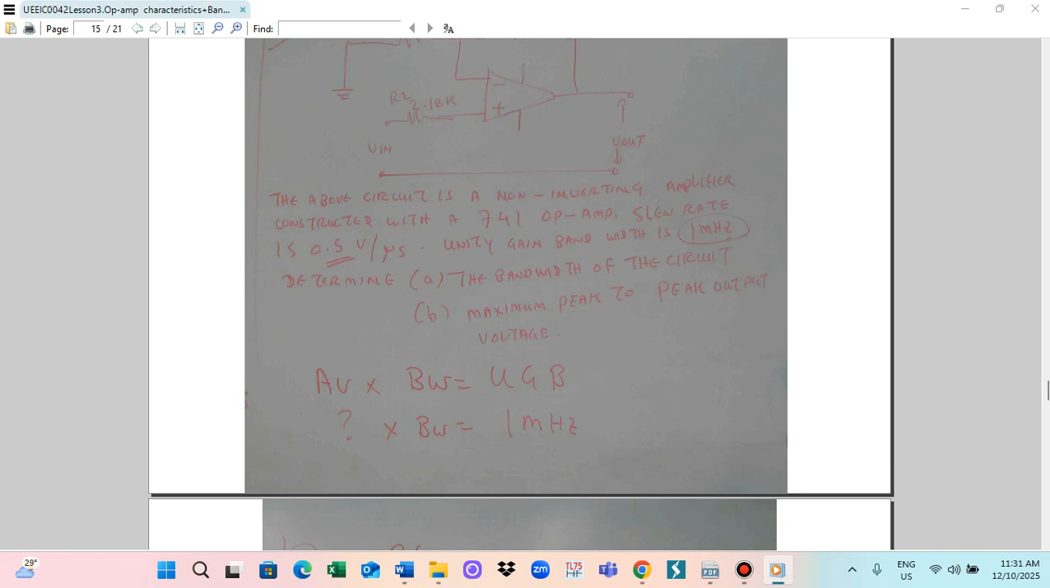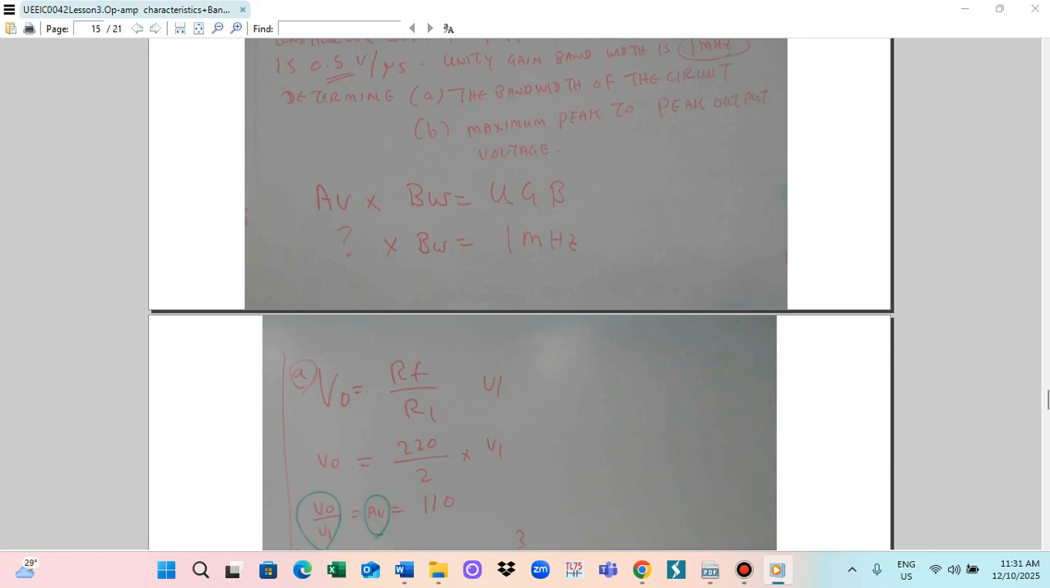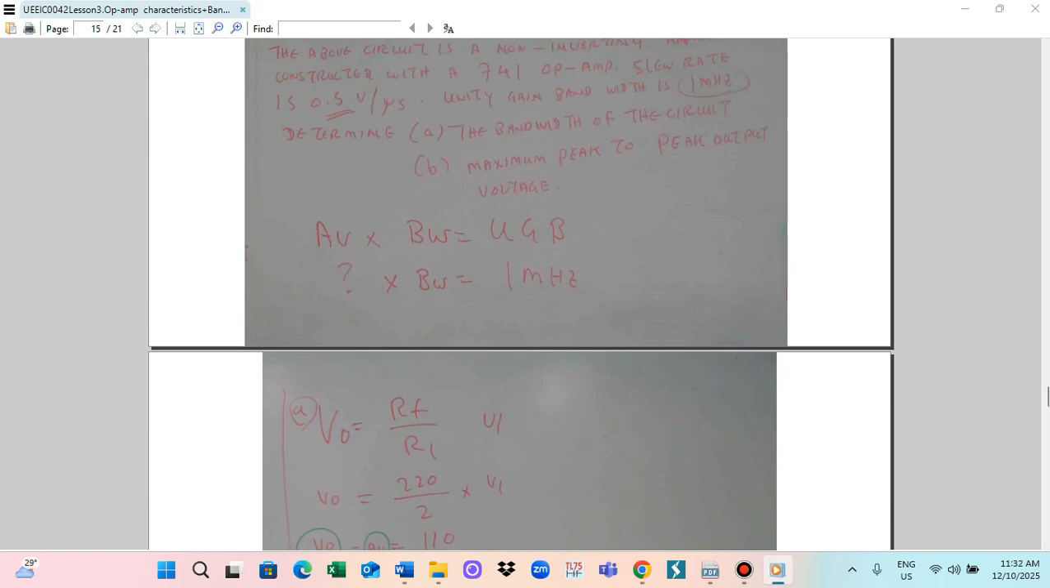Input voltage is 0.5 volt. We need to calculate the output voltage. So how to calculate the output voltage? We have to use this formula. The output voltage VO is equal to V1 times RF by R1. RF is 220 here, R1 is 2. So this is for the VI, this is the VO. So we can calculate VO by VI, which is the AV. So this is 110. So you can substitute the AV.